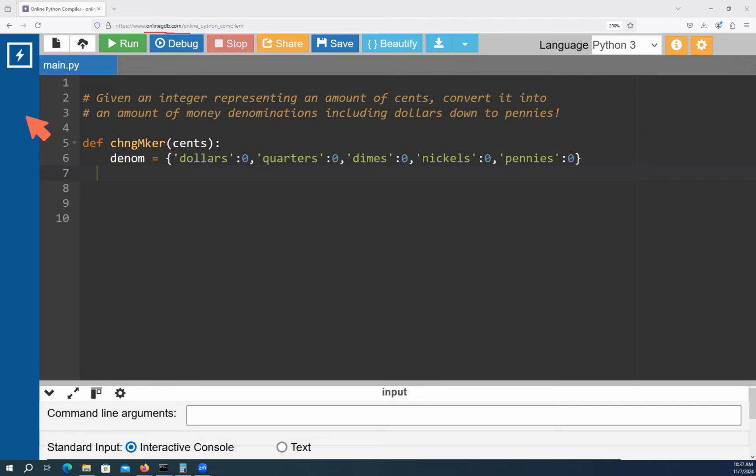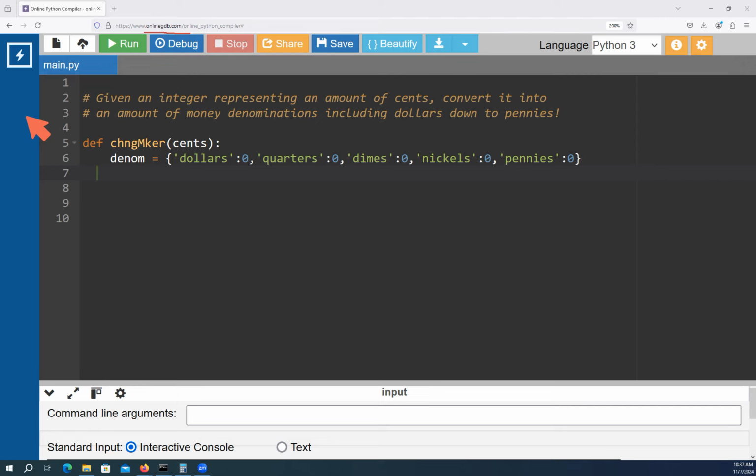I'm going to separate it into dollars, quarters, dimes, nickels, and pennies. And I'm going to do it in such a way that the largest denominations are going to be taken care of first, hence the greedy algorithm. So, if I'm given 203 cents, it's going to be $2 and 2 pennies.